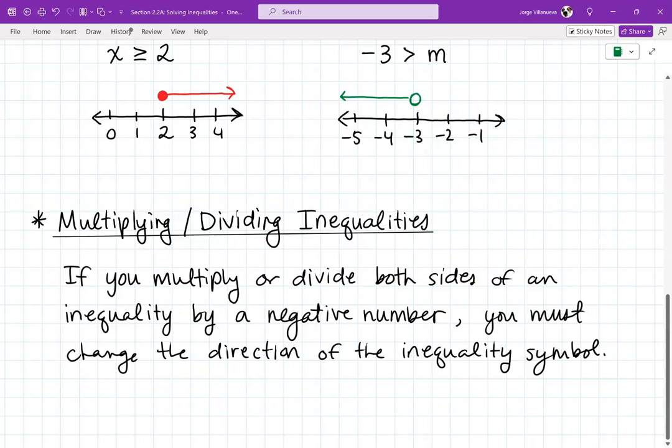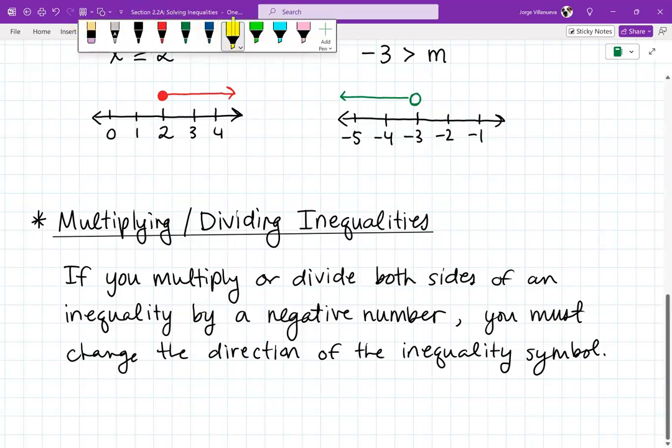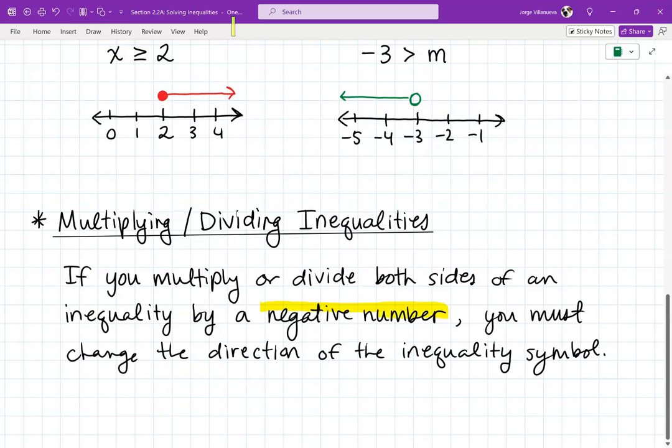So if you multiply or divide, sorry, both sides of an inequality by a negative number, that's the key. You only do this if you're multiplying or dividing by a negative number. If you multiply or divide by a positive number, you don't have to do anything. But if you divide by -2 on both sides, then you got to make sure that you switch that inequality around. If it's a less than, you make it greater than. If it's a greater than or equal to, you make it a less than or equal to. You got to flip it.